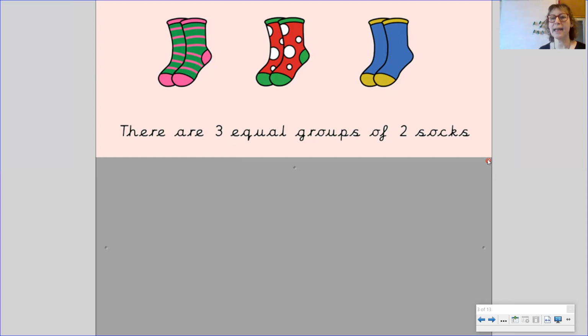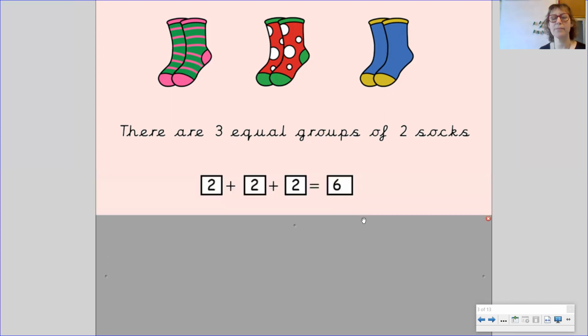So if we were looking at doing the addition, repeated addition, we have got 2, add 2, add 2. So we can count in 2s. So we've got 2, 4, 6.